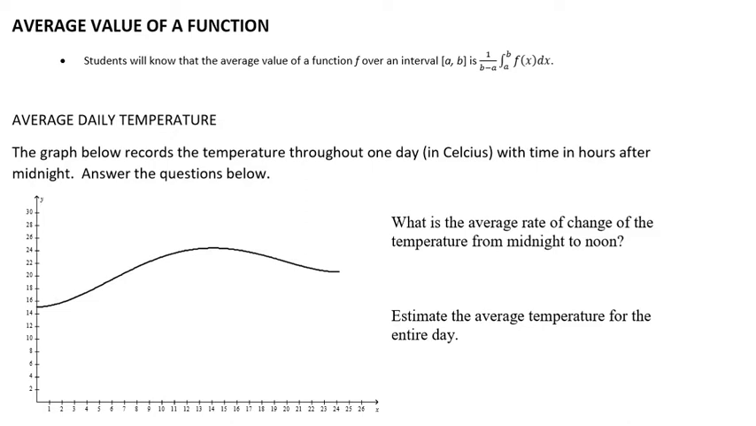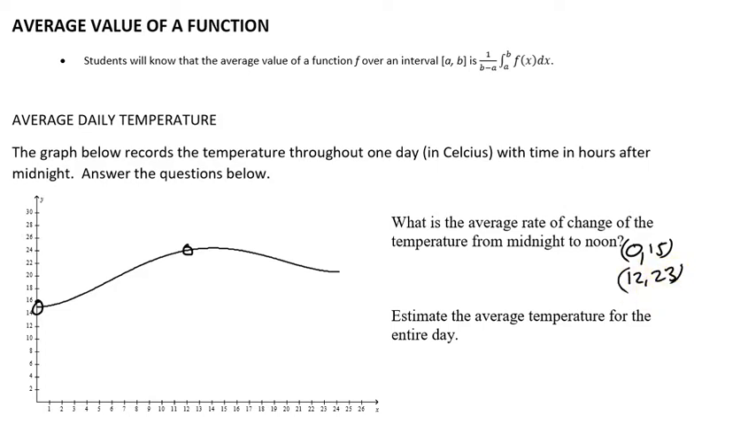So let's look at this average daily temperature. The graph below records the temperature throughout one day in Celsius with time in hours after midnight. Answer the questions below. What is the average rate of change of the temperature from midnight to noon? Well, midnight would be right here, and noon would be right about here. At midnight, at 0, the temperature was 15, and at noon it looks like the temperature was about 23.